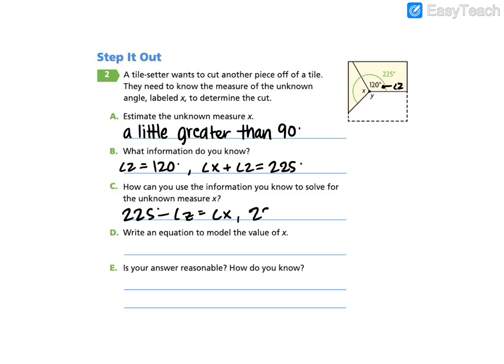I know that angle Z is equal to 120 degrees. Therefore, angle X must be equal to 105 degrees. Oops, I wrote that a little too early. So write an equation to model the value of X. We have our 225 degrees minus our 120 degrees will give us the measure of 105 degrees.